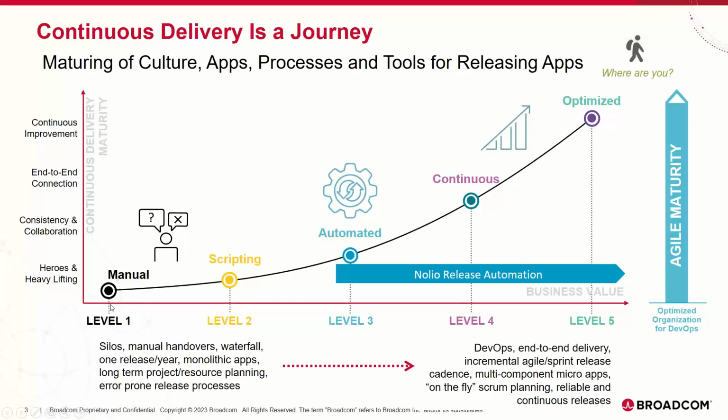We have CD now, and then scripting came too. Scripting is something that is error prone and that you need to maintain. The automation goes up, and this is where we put release automation, from automated to continuous. So my pipeline flows from environment to environment until production, from build to production, and how can I optimize my processes.